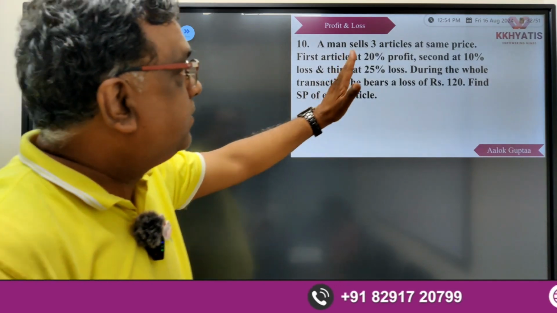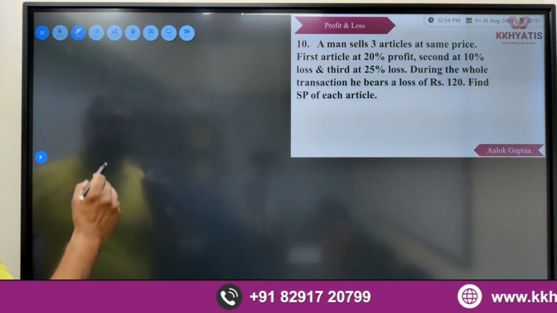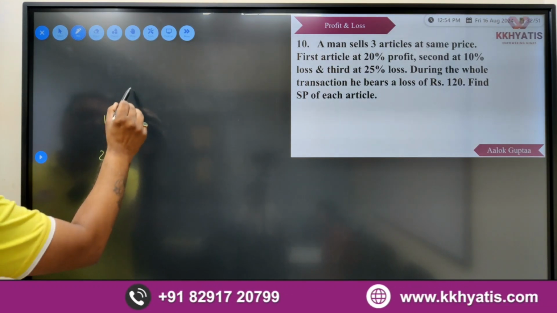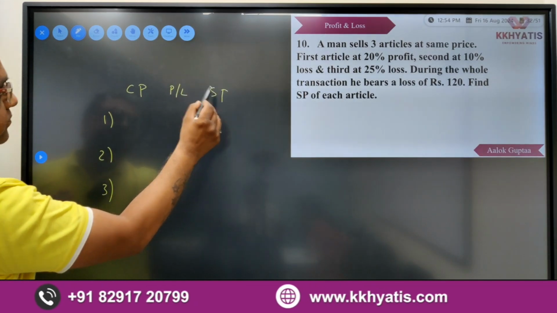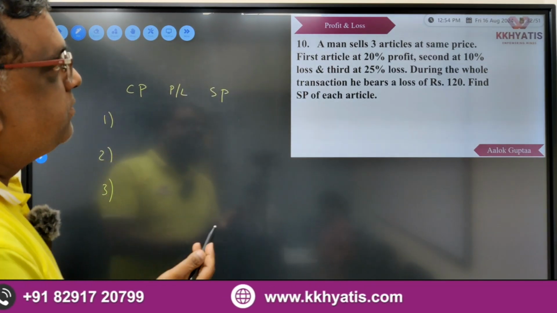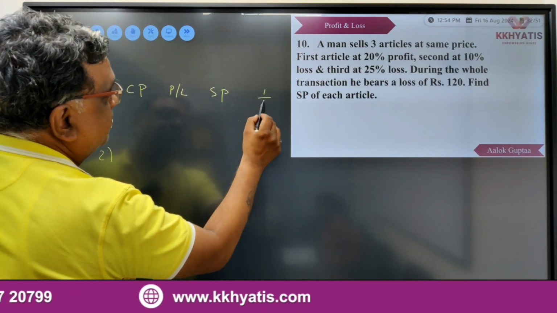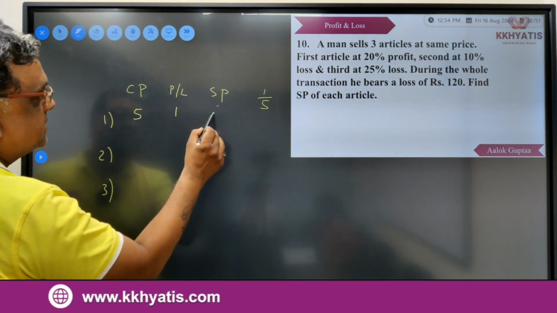So here also we have been given 3 articles, and the selling price is the same. So let us make the 3 scenarios: scenario 1, scenario 2, scenario 3, with CP, profit/loss, and SP. In the first, he is making 20% profit. 20% means 1 upon 5. 5 is CP, 1 is profit, SP is 6.